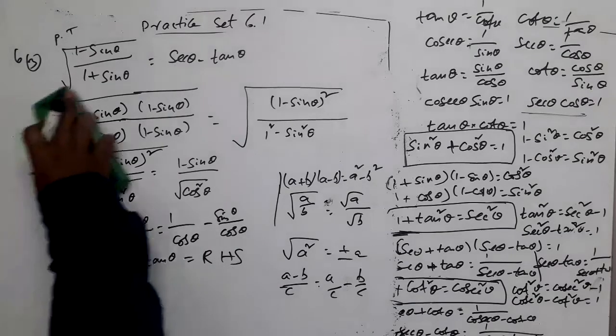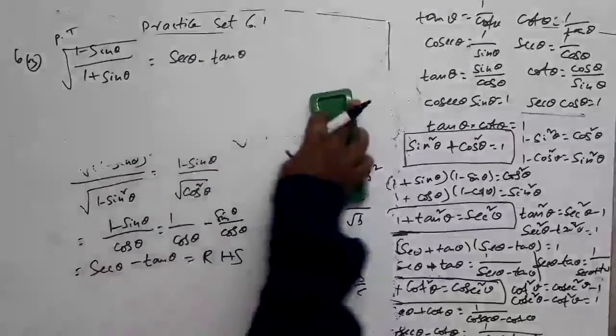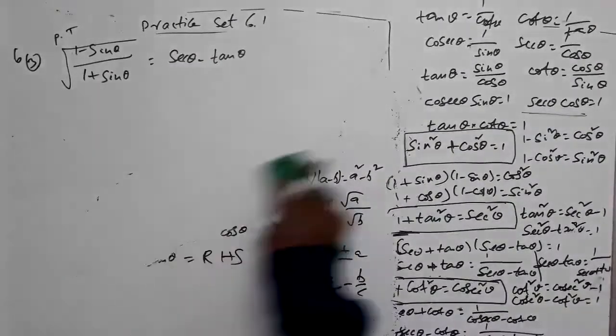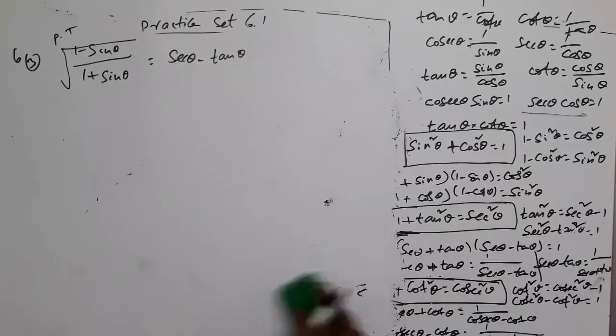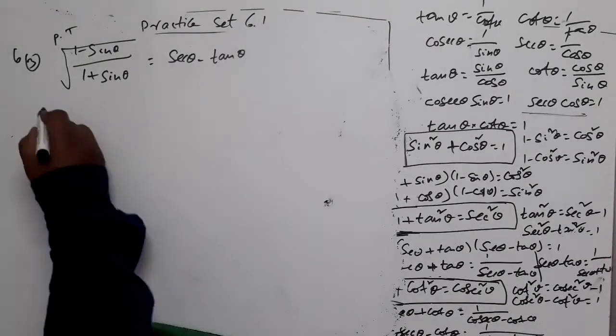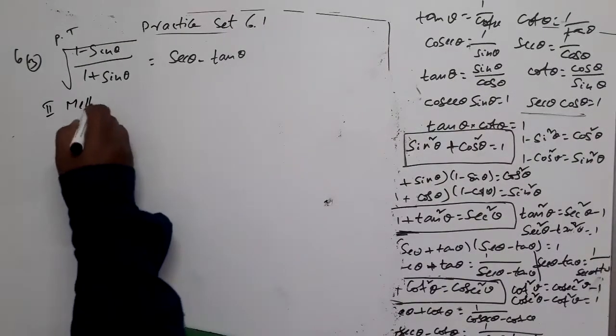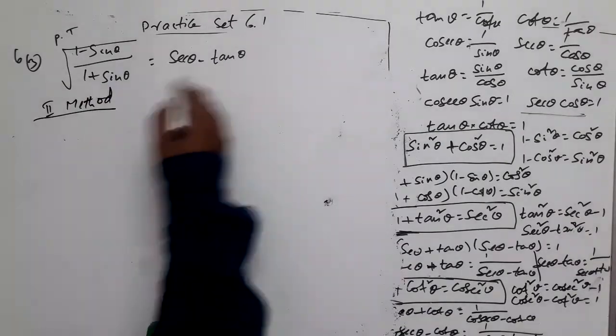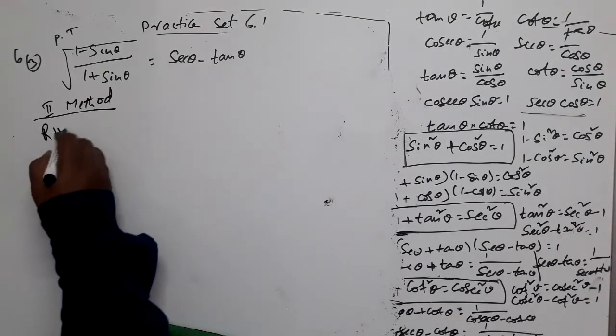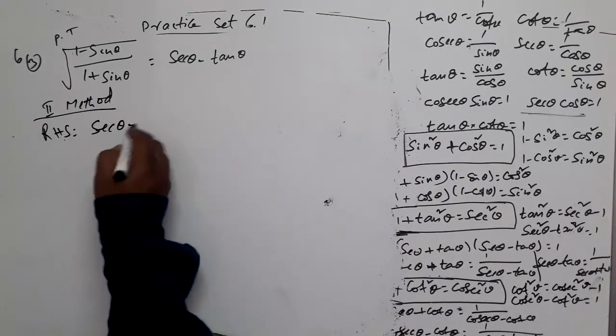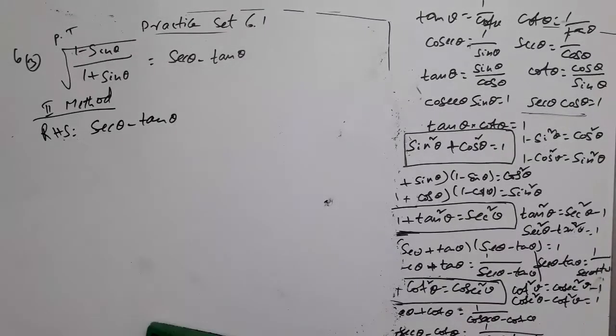Yes. One more idea is also there for this question. Observe carefully the right hand side part. What is the second method? Let us do this question in the second method. What is RHS? Right hand side part is secant theta minus tan theta.